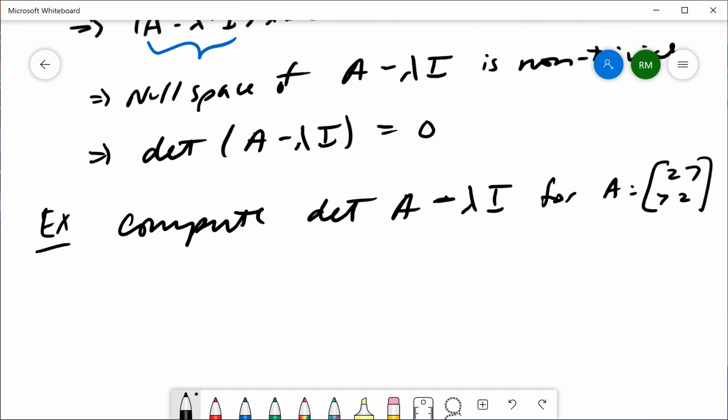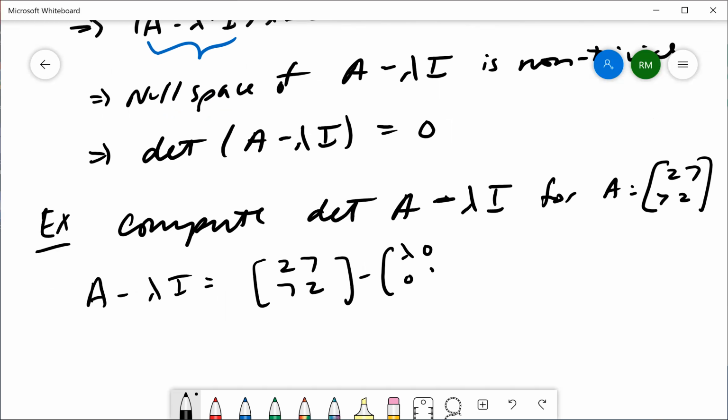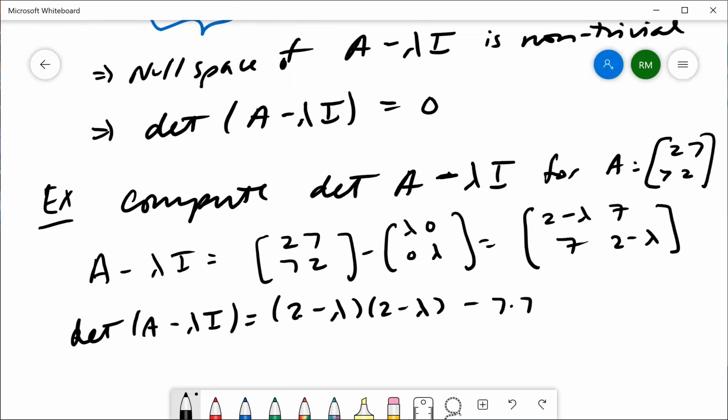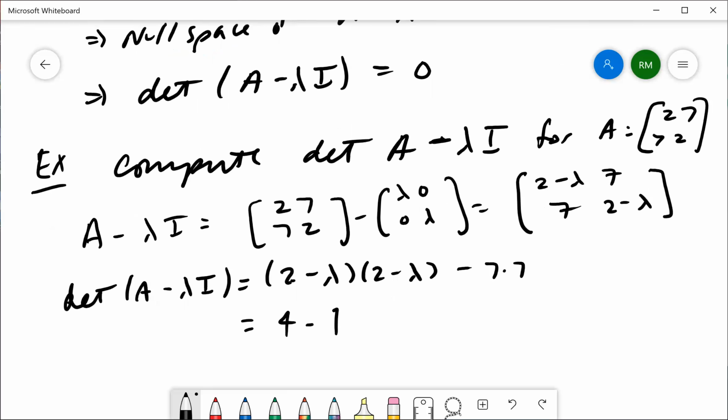Okay. And so what we get is A minus lambda I, which is [[2,7],[7,2]] minus [[lambda,0],[0,lambda]]. So we're getting 2 minus lambda, 7, 7, 2 minus lambda. And we take the determinant, and we get (2 minus lambda) times (2 minus lambda) minus 7 times 7, which is 4 minus 4 lambda plus lambda squared minus 49, which is lambda squared minus 4 lambda minus 45.